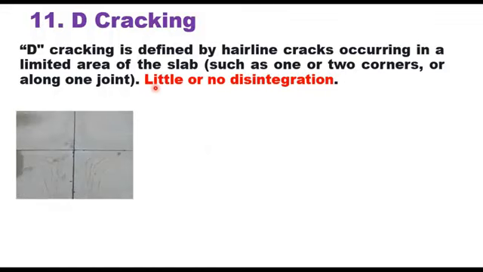Next is D-cracking. D-cracking is also called durability cracking in the pavement. It is defined by hairline cracks occurring in a limited area of the slab, such as one or two corners or along one joint, with little or no disintegration in the slab.